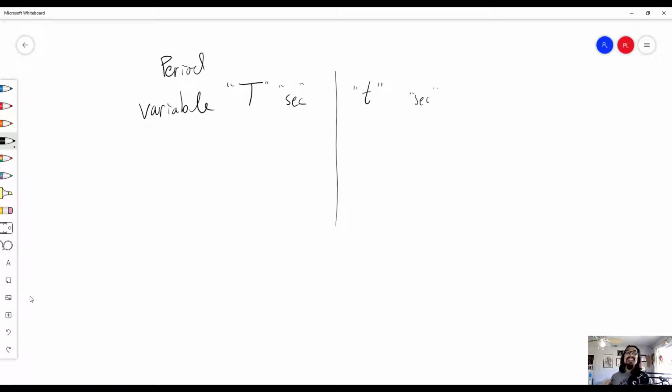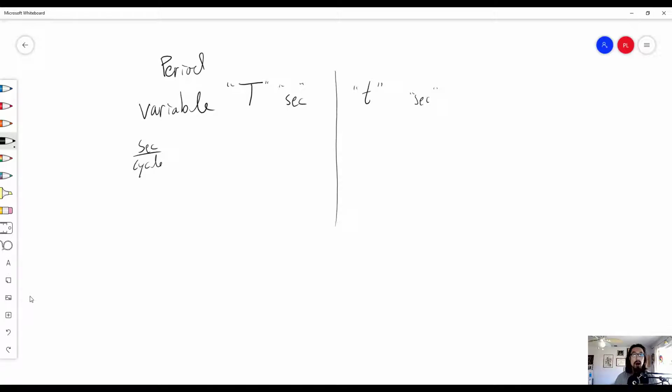Now, technically, the units for period is seconds per cycle, as I write over here. But usually we think of things as one cycle. Now you might be wondering, well, Mr. Lee, what is one cycle? So you can think of it this way. One cycle is one repetition.